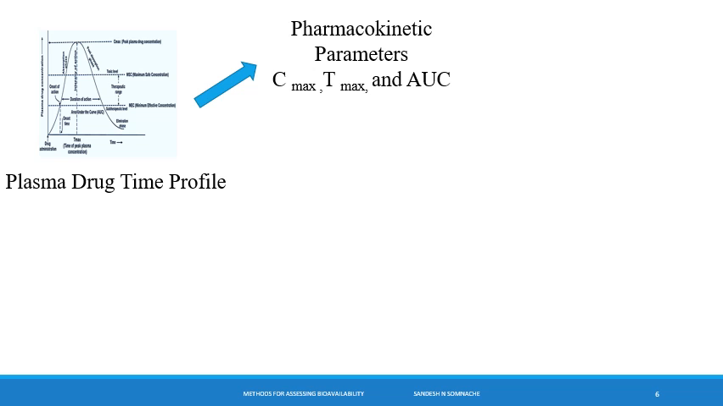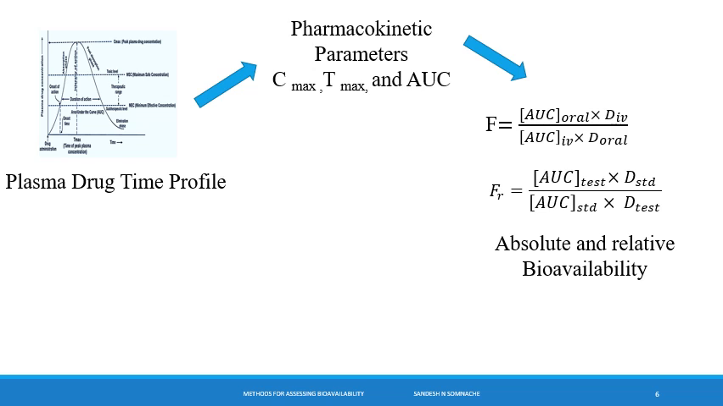is the time required to reach peak plasma drug concentration, and area under curve, which gives the idea about the amount of drug present in the blood plasma. From that, by using a suitable formula, we can calculate the absolute and relative bioavailability. Formula for absolute bioavailability: F is equal to area under curve oral into dose IV divided by area under curve IV into dose oral.